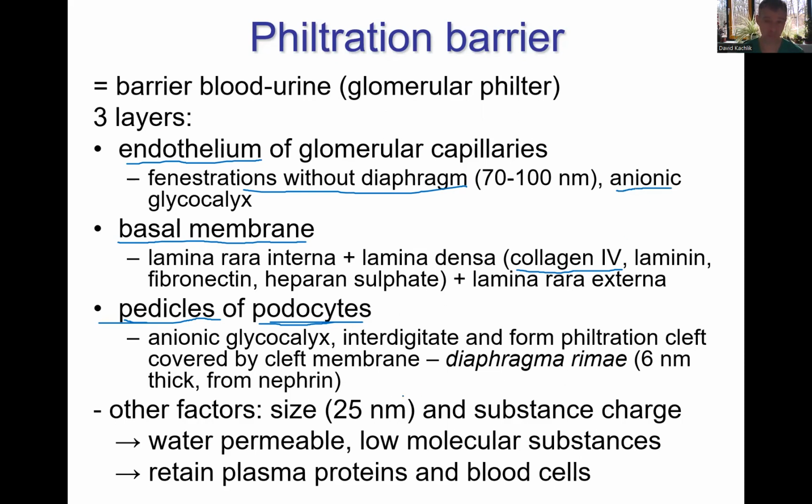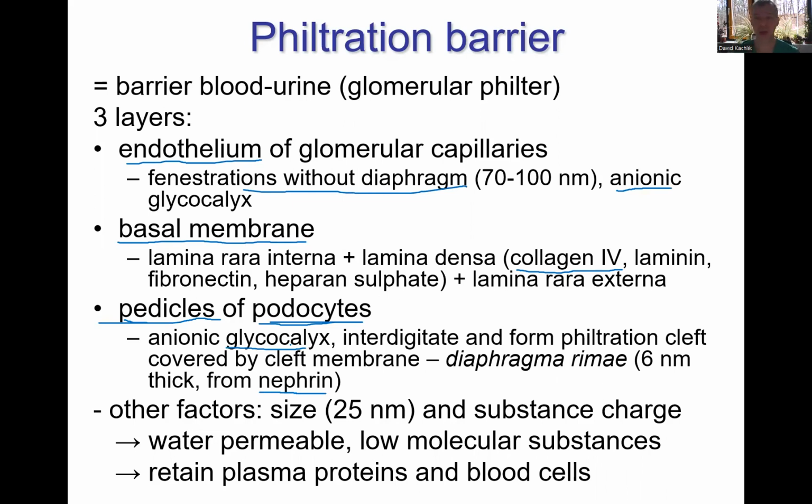It's very important, as we have also some other anionic proteins in podocytes. We can talk about nephrin here, or podocalyxin, which is in the anionic glycocalyx here. And all this anionic charge is here to stop anionic proteins of plasma from being filtrated. Even though these proteins are quite small, so they can pass through the fenestrations.